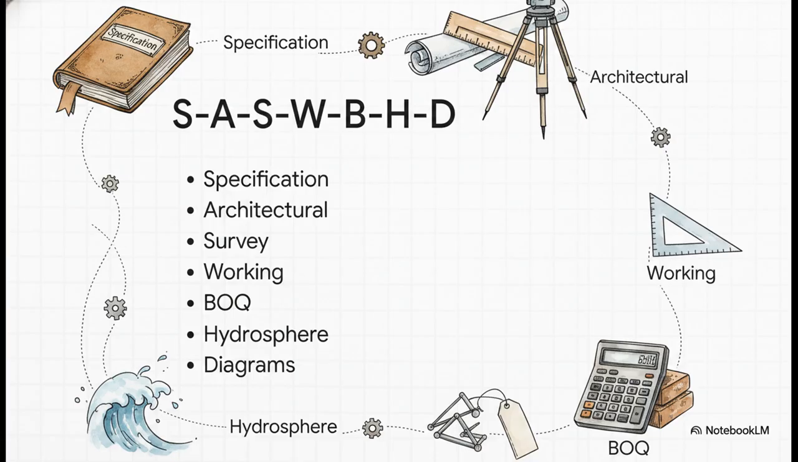S is for the site specification document. That's our rulebook. A is for architectural plans, the design. The second S is for the surveyor's plan, mapping those boundaries. W stands for working drawings, the exact measurements. B is the BOQ, the Bill of Quantities that manages our budget.